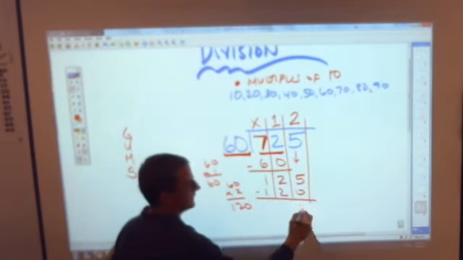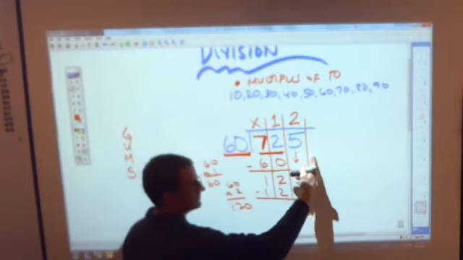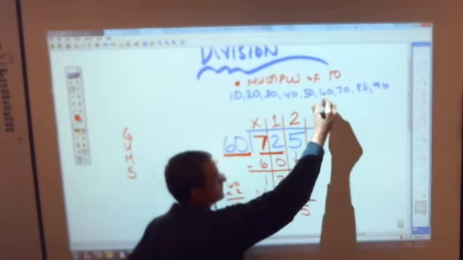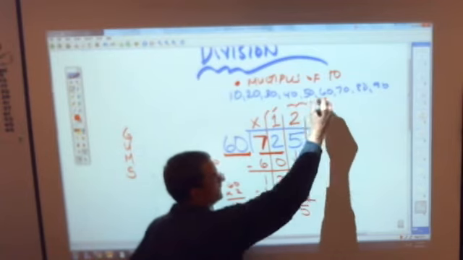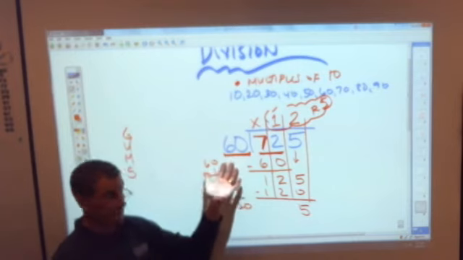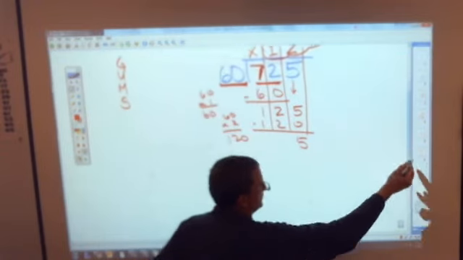I subtract. Can I have 5 as my leftover? Yes. I don't have any numbers left to bring down, so I can keep my remainder 5 up there and call it a mathematical division day. It's not bad. It gets bad when we start having 63s and 67s and 68s. Those get a little more dicey, but since they end with zeros, it's really pretty easy.